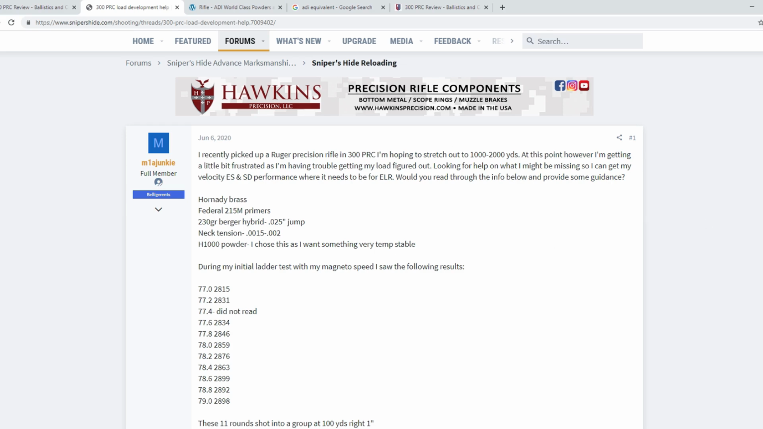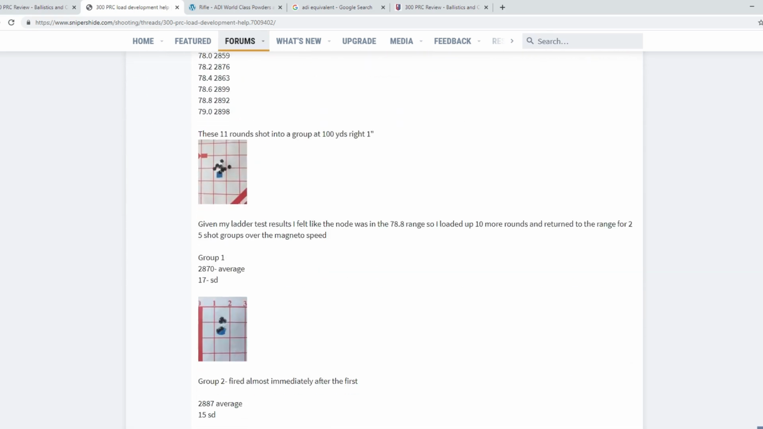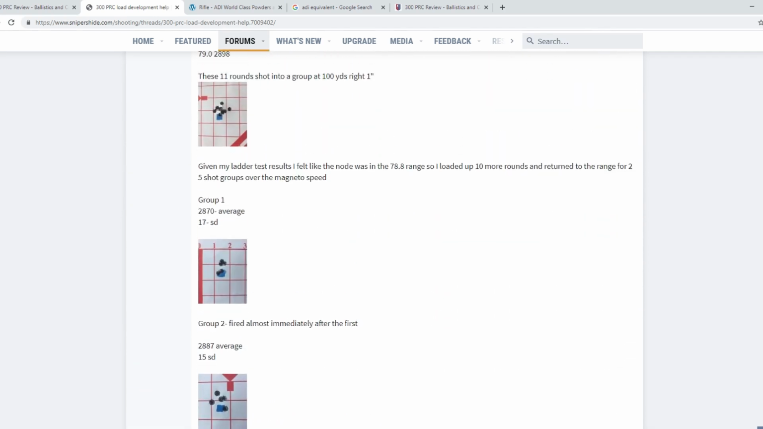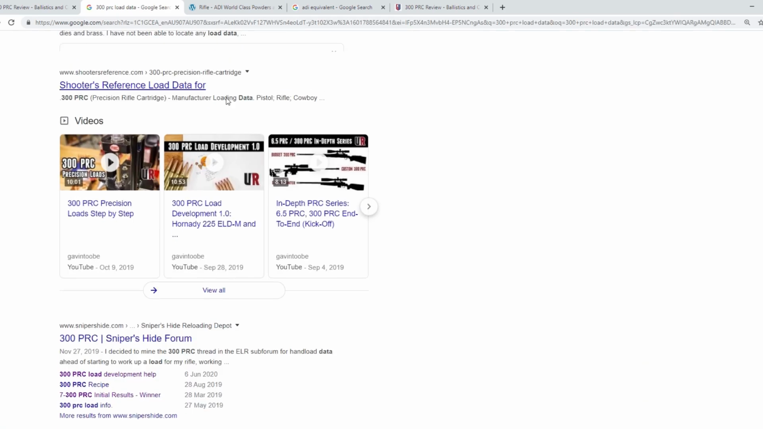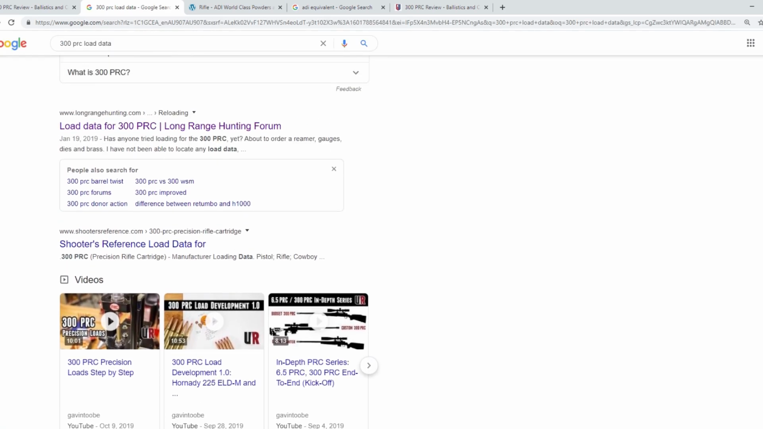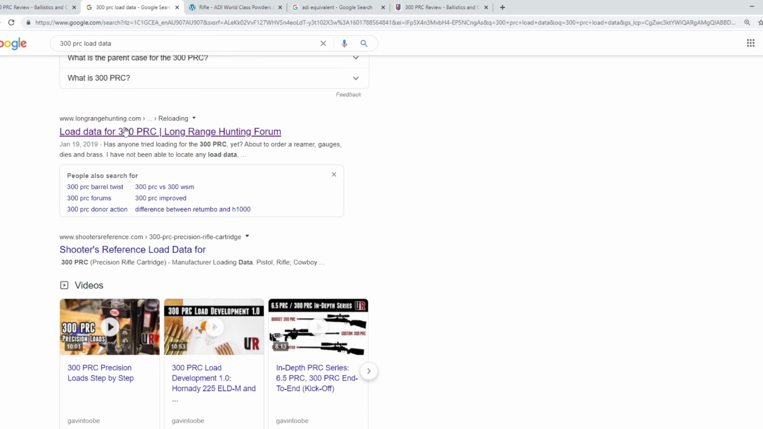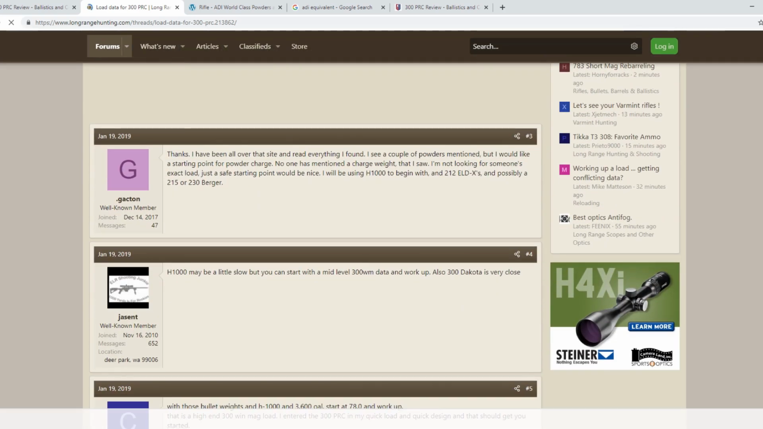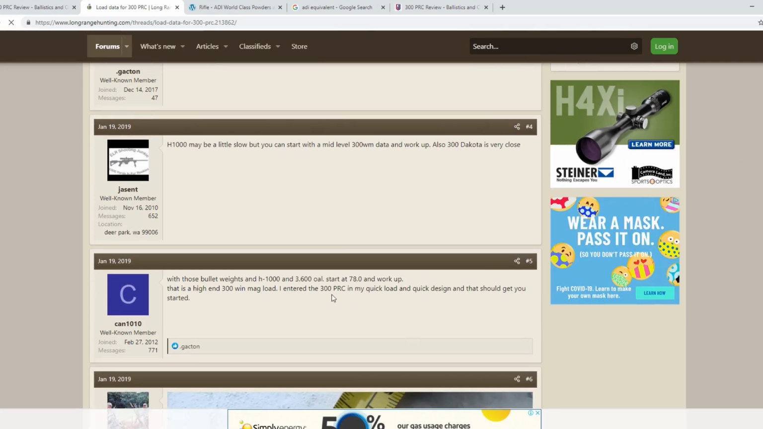And none of this stuff we take for gospel. We go through and read the bits and pieces of what people have found, and generally I find from Sniper's Hide to Long Range Shooters, there's all sorts of bits and pieces. Here's another one, Long Range Hunters, and you'll find in here probably there's some general ideas of things as well. There's H1000, and talking about 78 grains was their starting point in the way of load data. So these are once again just ideas, to give you a bit of an idea.